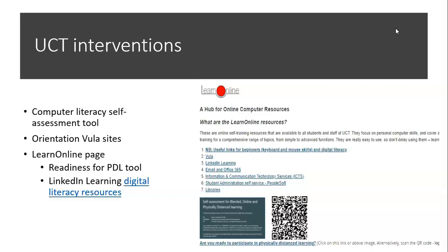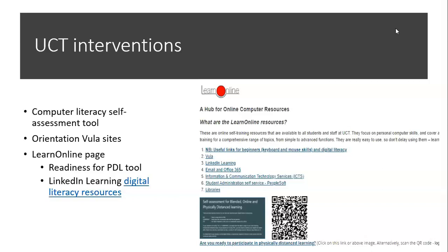And then there was also the orientation sites, which were sort of introducing students to learning online, and also had the digital literacy component. And so those sites, I understand, are still open to first year students. So you could also be reminding your students to visit those sites. So quite a lot of resources that have been invested there.